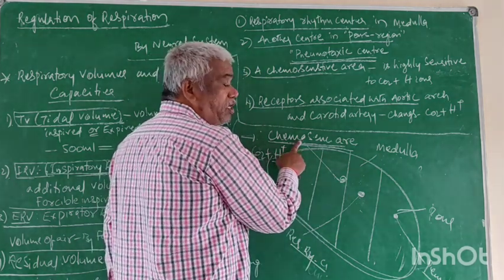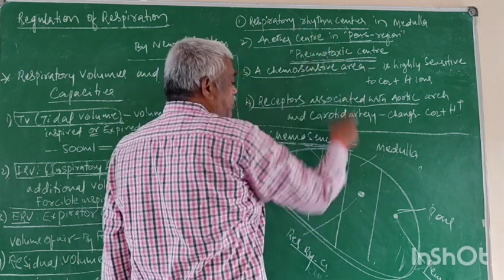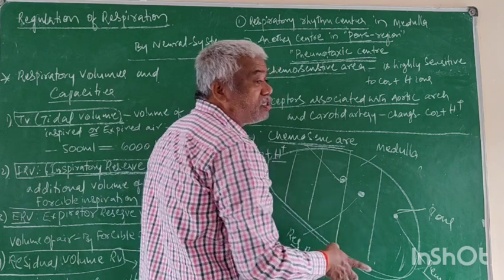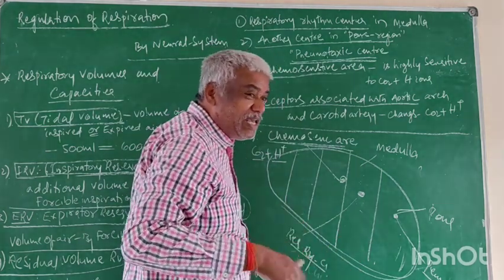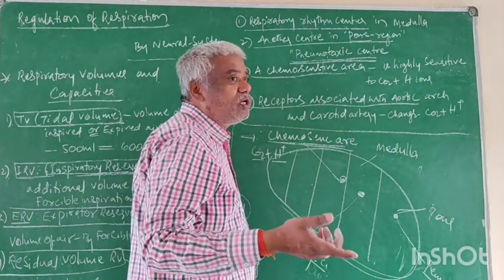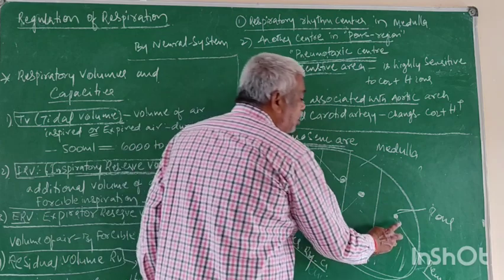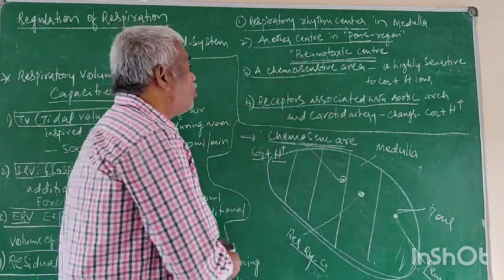When it is stimulated, it gives signals to the respiratory rhythm center. The respiratory rhythm center can change the respiration accordingly. Now this total function is under the control of the pneumotaxic center. Now, what is another one?